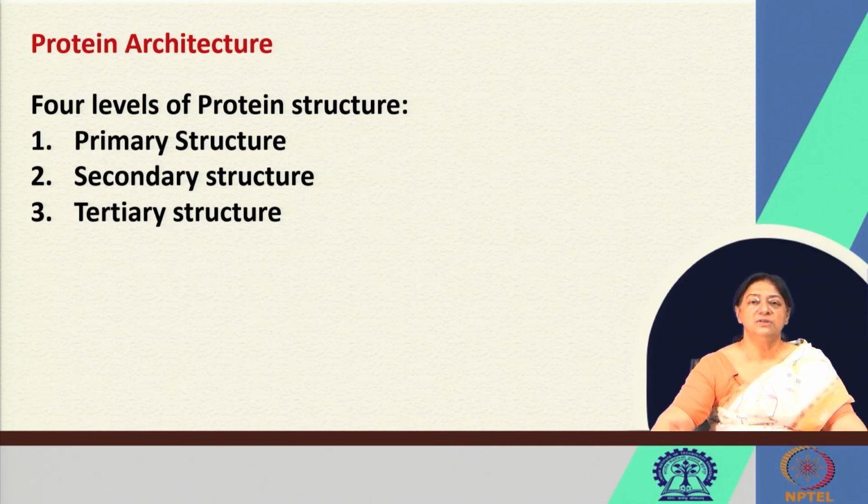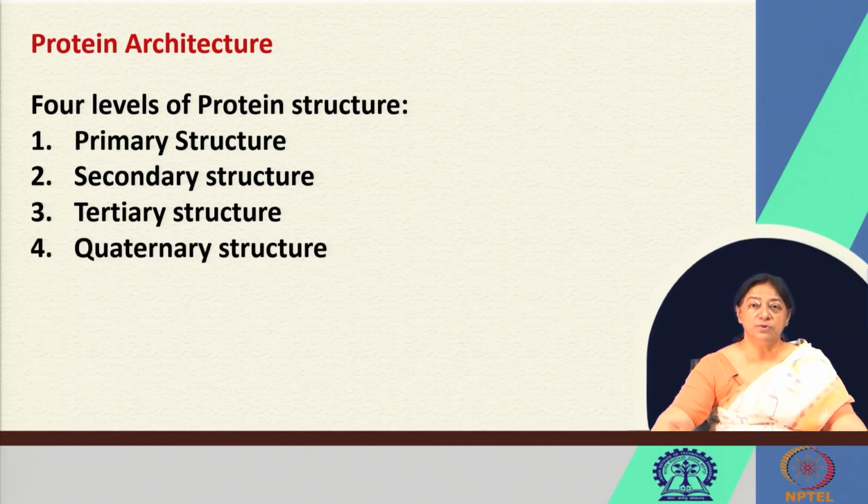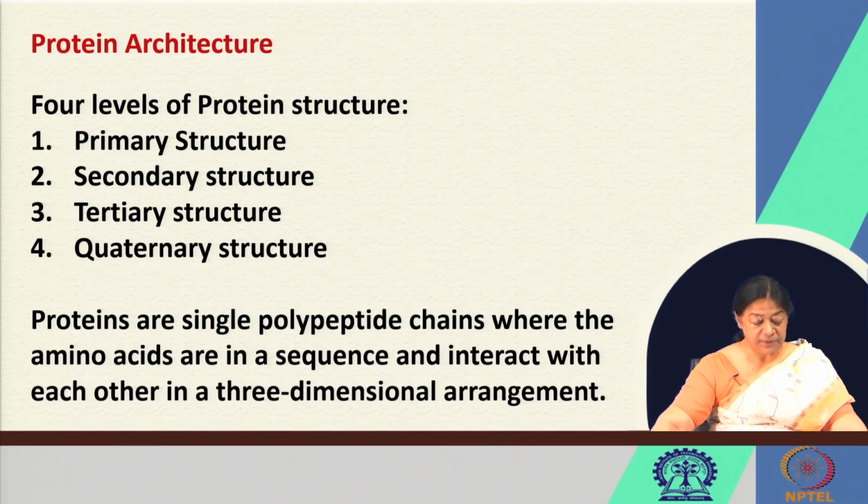We then went on to look at the tertiary structure of the protein that formed the final native structure, in the sense that we have the different interactions that we are going to look at in this lecture to study how they come together. And in the quaternary structure, we learned that there are different subunits of some proteins that come together to form a fully functional unit. These proteins are single polypeptide chains that have amino acids in a specific sequence that interact with each other in a three-dimensional arrangement.